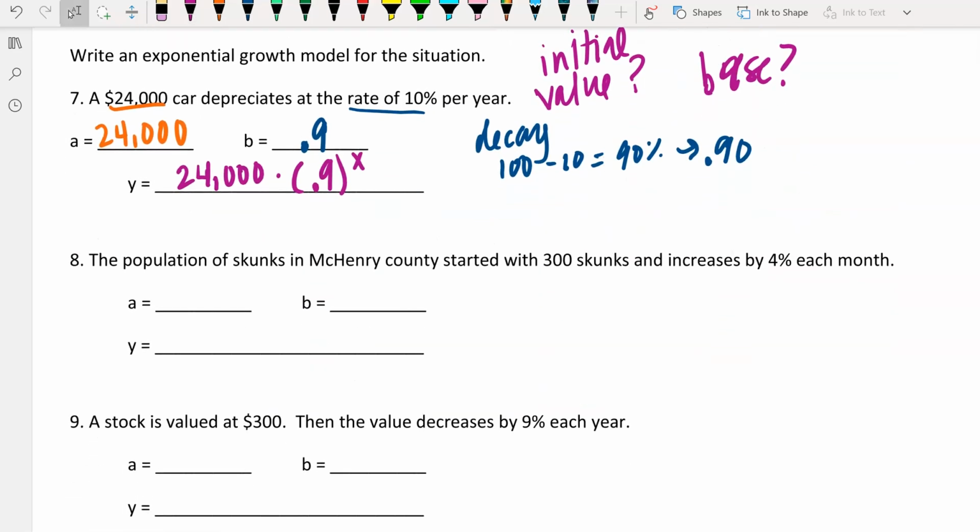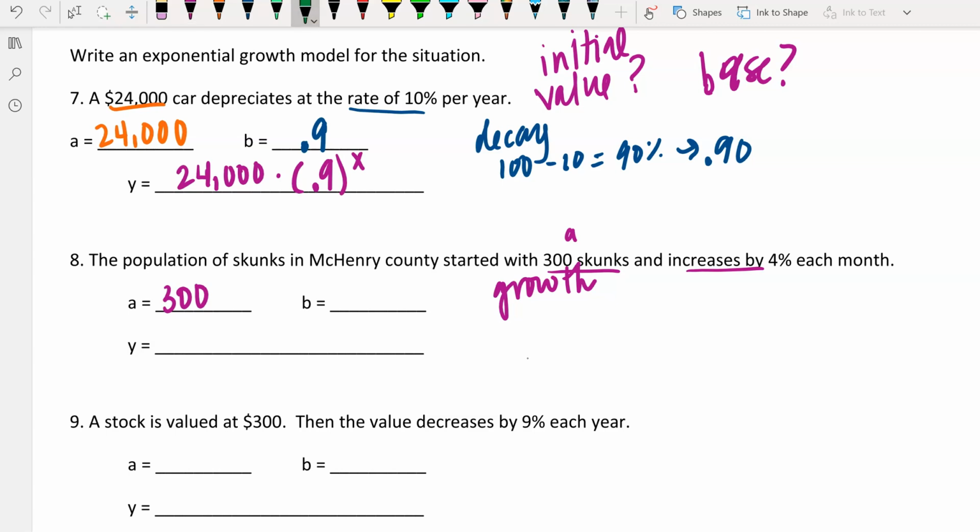Number 8: the population of skunks in McHenry County started with 300 and increases by 4% each month. So the population started at 300 and increases by 4% each month. This is a growth function, so that's going to help us a lot. Our initial value for A is our starting point. We started with 300 skunks.